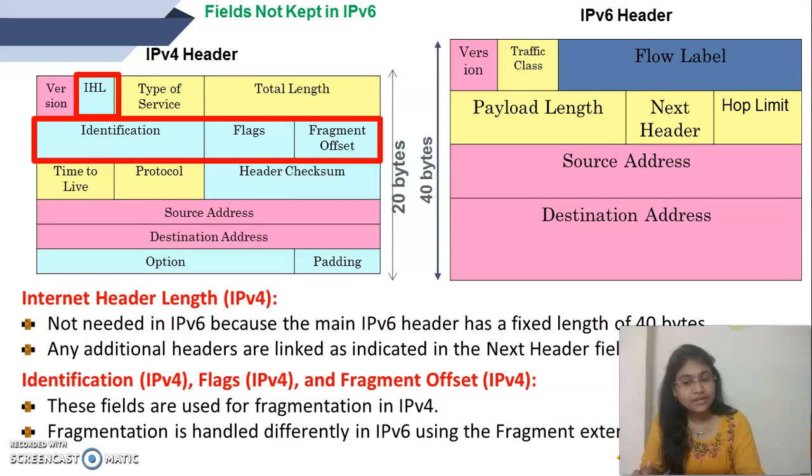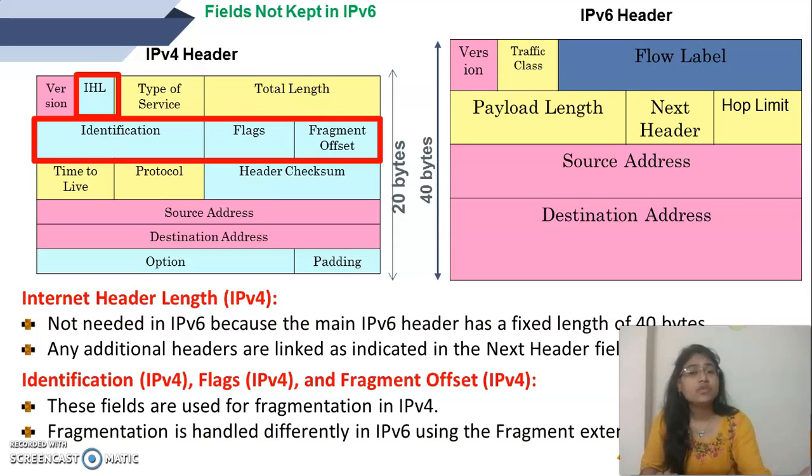Again, identification, flag and fragment offset. These are the fields related to the fragmentation process which are directly included in the IPv4 header. But these fields are not included in the IPv6 header, because a separate extension header called the fragmentation extension header we are going to use in the IPv6 header.